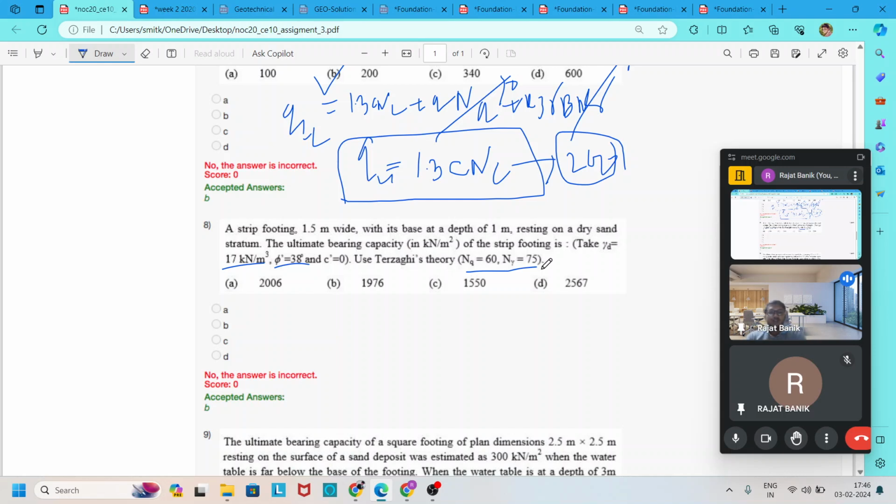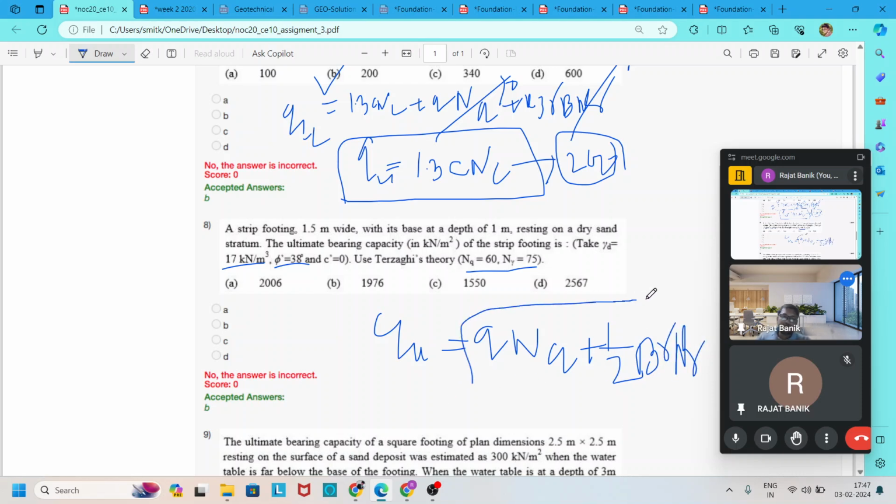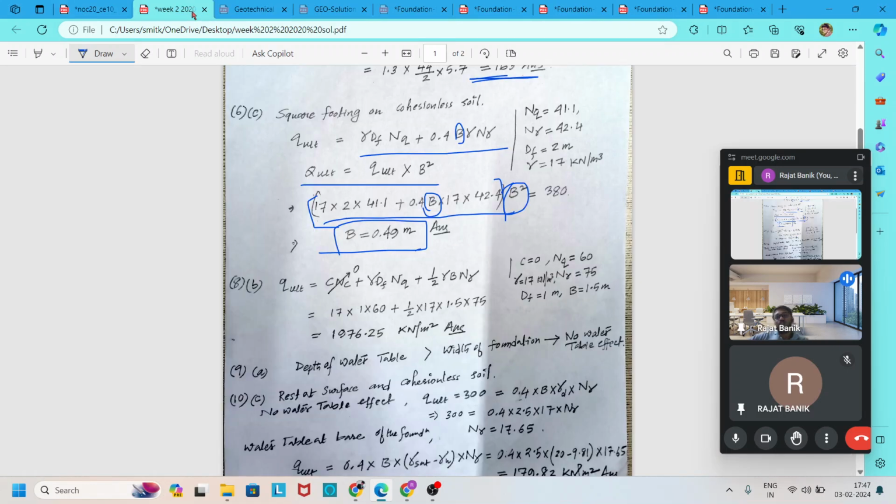So it is very easy. We know that for cohesionless soil, strip footing, the formula is qu is equal to q Nq plus half gamma B N gamma. If we put all these values, we will get the answer, 1976. I already solved it here.